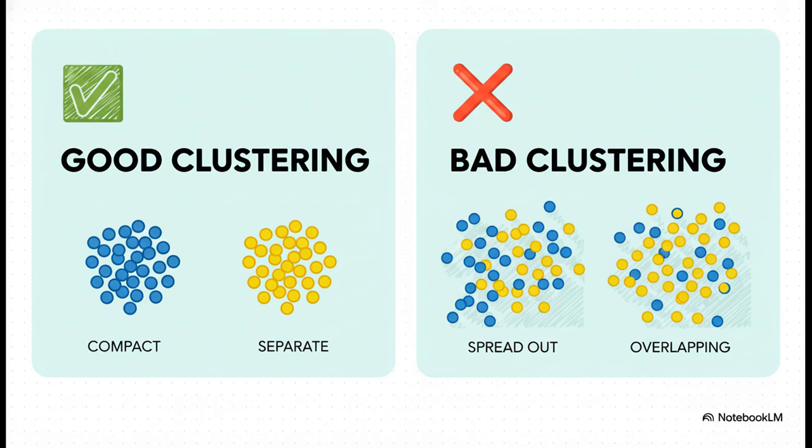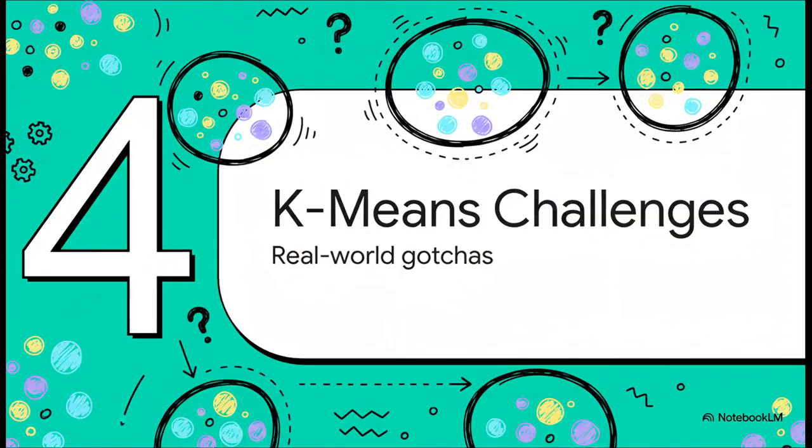First, the clusters are compact. You can see all the points are huddled tightly around their centroid. And second, they're separate. There's clear daylight between the different groups. The opposite of that, of course, is a bad result, where everything's spread out and the groups just kind of bleed into each other. Now, this all sounds pretty slick in theory, right?